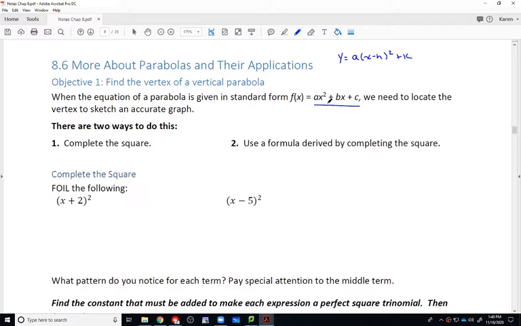So in order to graph a parabola, you need to know the a, because that tells you whether you're opening up or down, and it tells you whether you're narrower or wider. And then you also need to know the vertex, so this hk value.